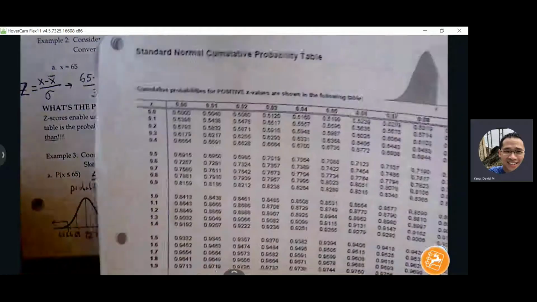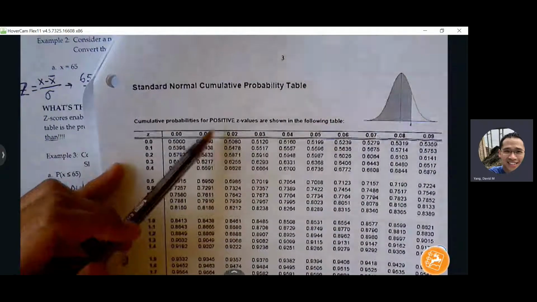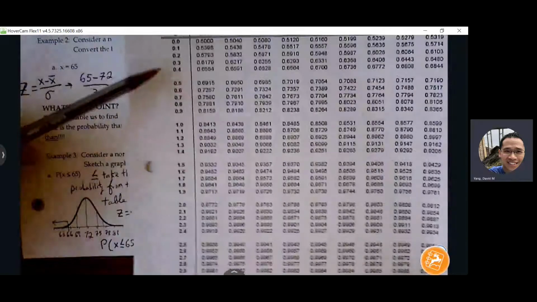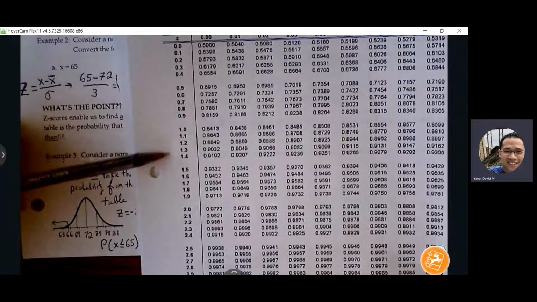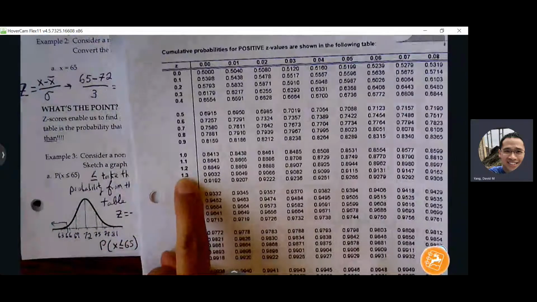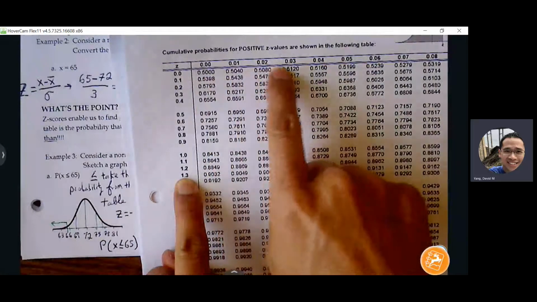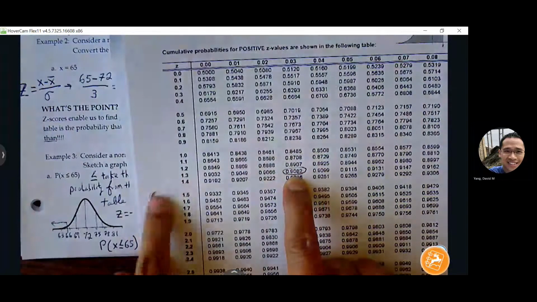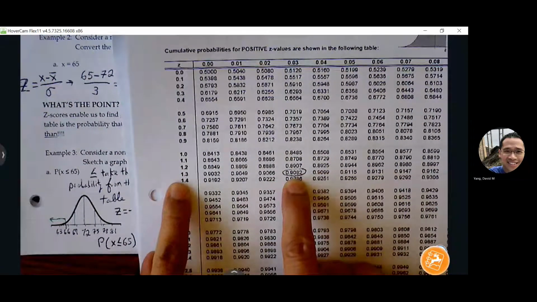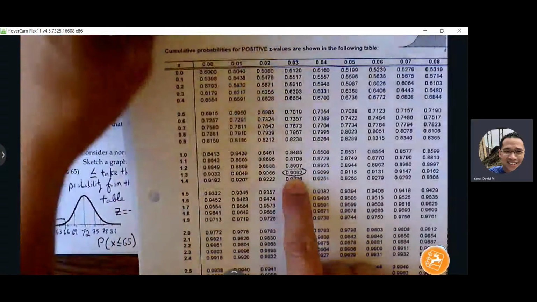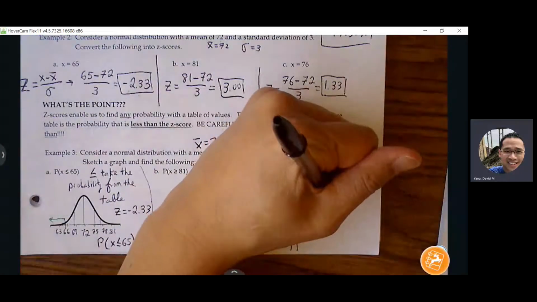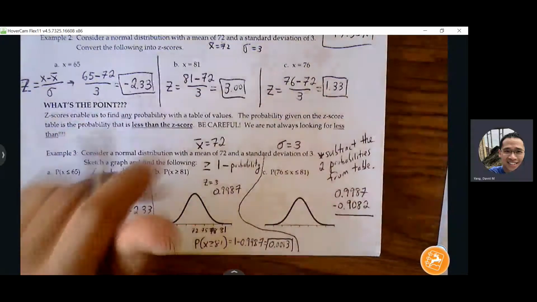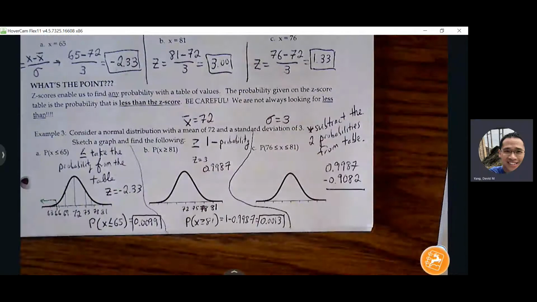So let's go to our table. This is on page 3 because it's a positive z-value. So 1.33. We first find 1.3. And once you get that 1.3, then you're looking for that last 0.3. So 0.1, 0.2, 0.3. There we go. Okay, 0.9082. And we'll subtract that. Okay, use your calculator. 0.0905.